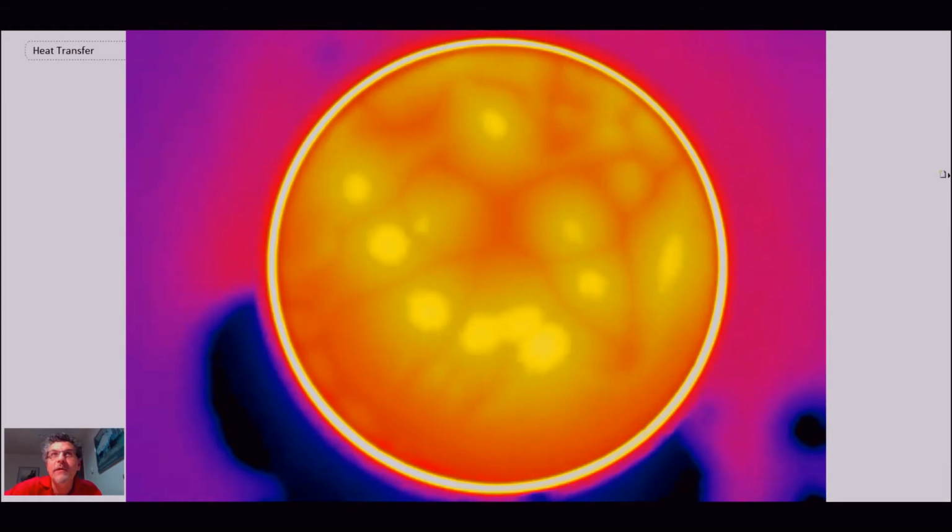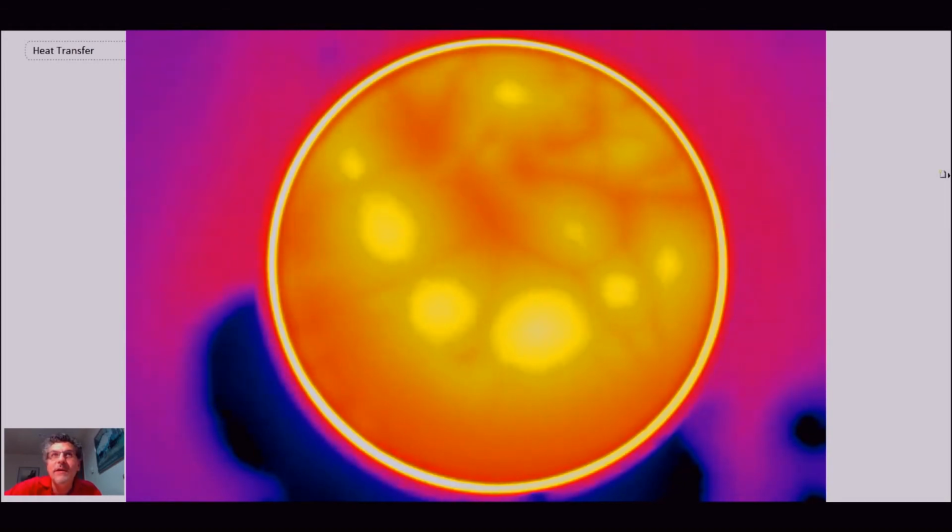This is over longer time. And you can see the cells starting to reassemble. They're merging, they're moving around. This was probably about half an hour that I took this video clip from.